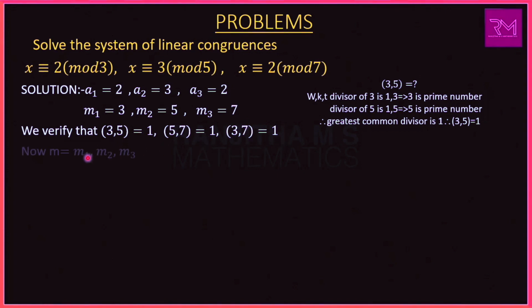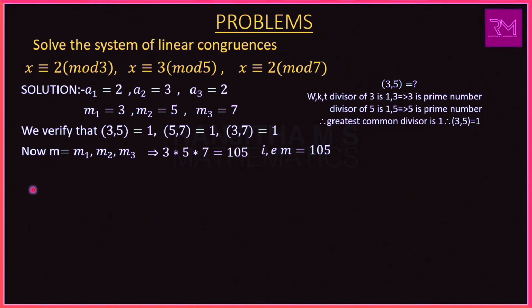After verifying the GCD, the next step is to find the product of m1, m2, m3. Here we have three congruences, so we take m1, m2, m3. We take the product of m1, m2, m3 as m, where m1 is 3, m2 is 5 and m3 is 7. So 3 into 5 into 7 is 105. Therefore we get small m as 105.